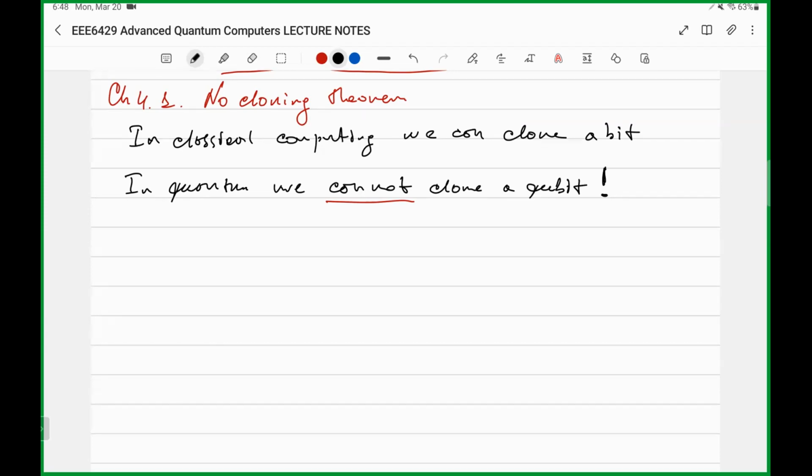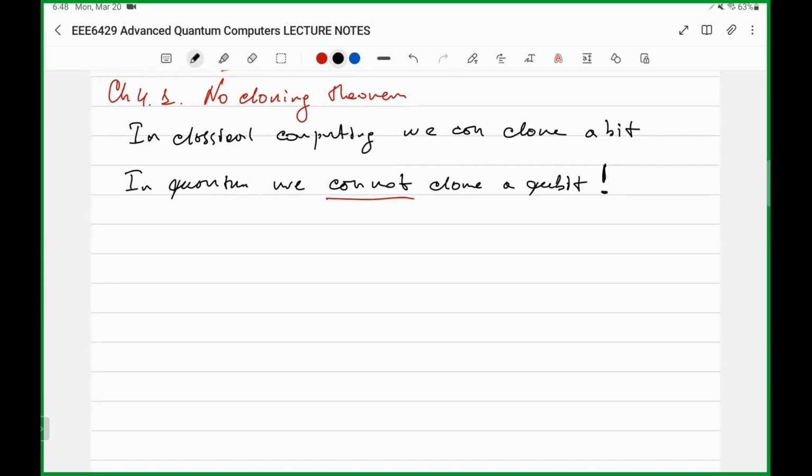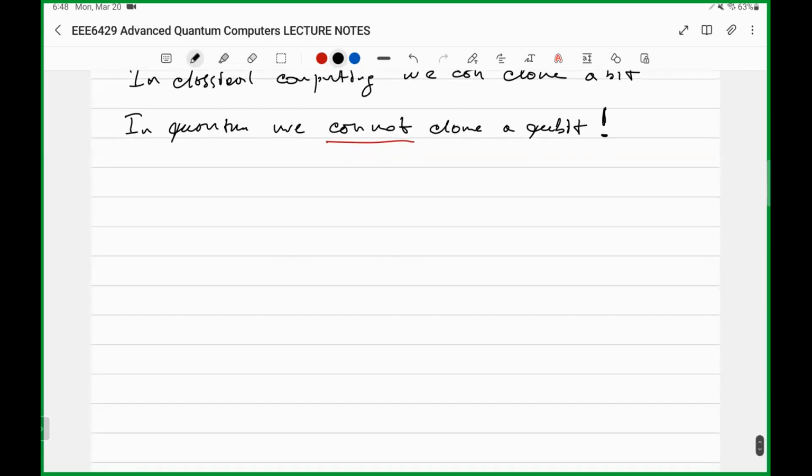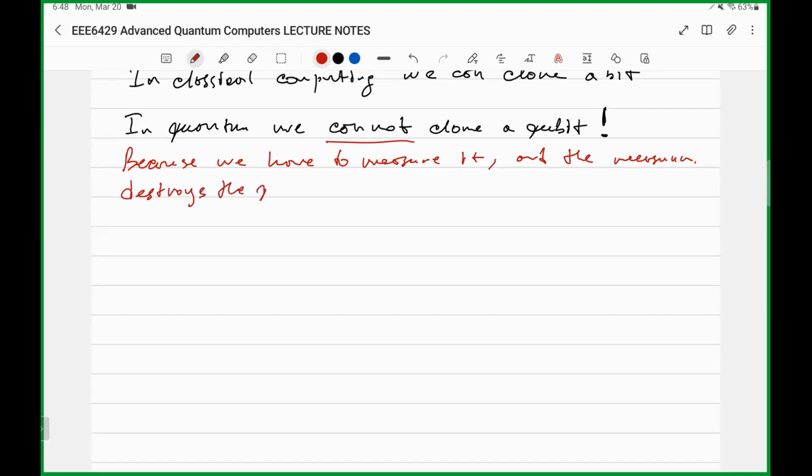So you simply cannot create exactly the same state, or you cannot clone the qubit, because we have to measure it, and the measurement destroys the qubit.